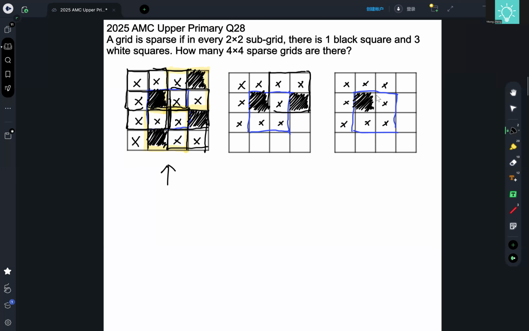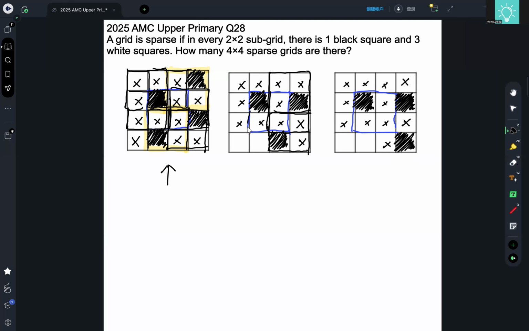And if this happens to be the case, let's take a look at what happens. Again, we focus on the subgrid on the right in the middle, because this square is black, this must be white. Now, we can take a look at the bottom right subgrid. These two are white, so which one is black? We have a choice. We can either make this black and this white, or we can make this white and this black.